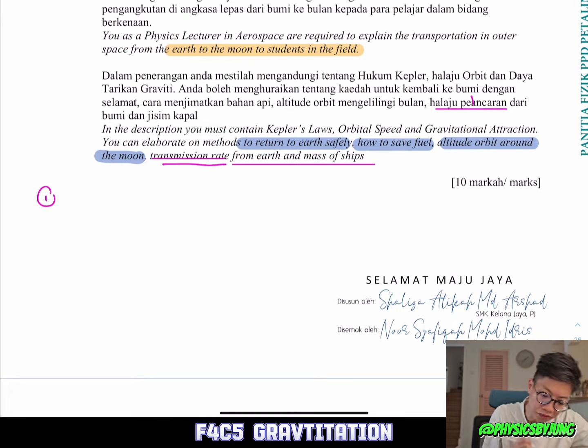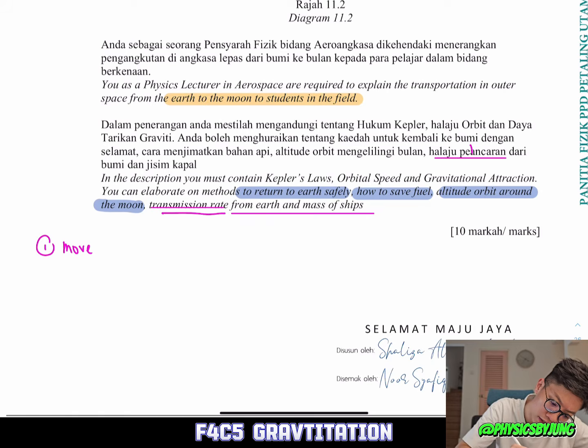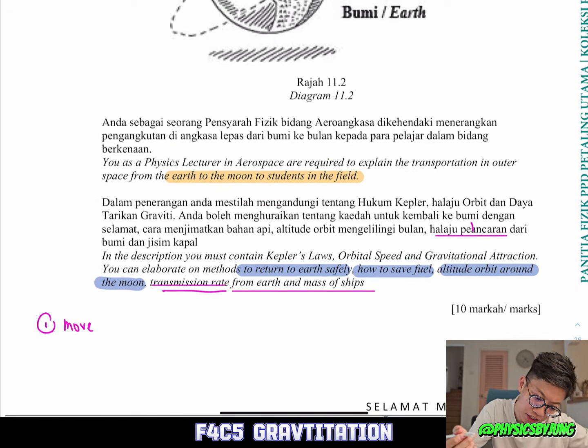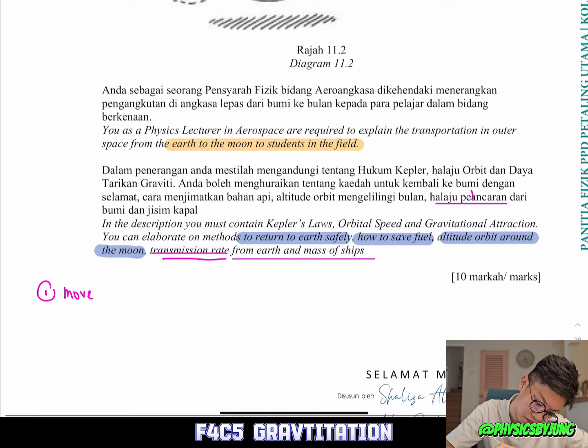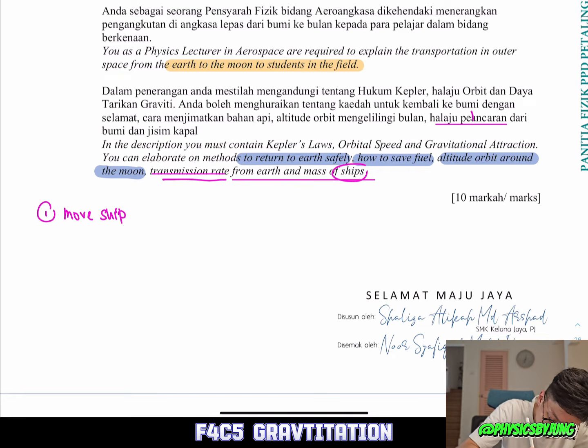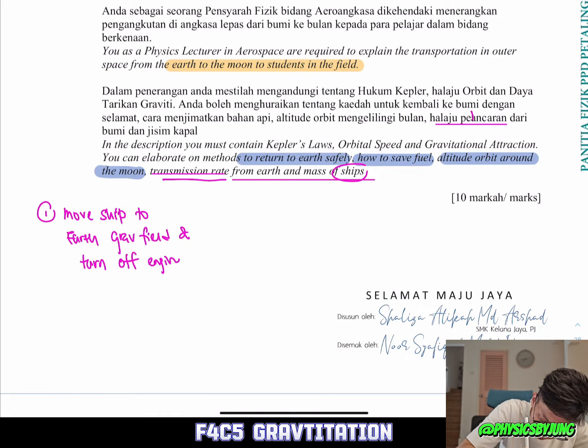So step 1, how to return to Earth safely. We can just say that we can move the, what is this called? This is a space shuttle, a ship. Spaceship is also a ship. Move ship to Earth's gravitational field and turn off the engine. So what's the advantage of this? When you move into Earth's gravitational field, how can you return to Earth safely?